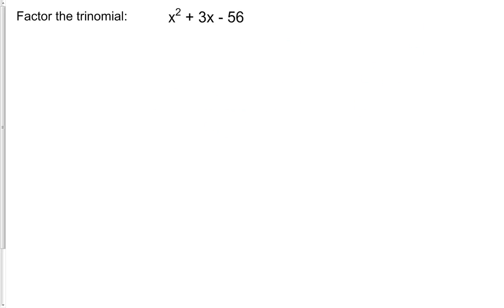One last example to finish up here. We need to factor this trinomial, so we'll set up our empty parentheses so that we're ready to roll. And we're looking for two numbers that multiply together to get negative 56, add together to get a positive 3.